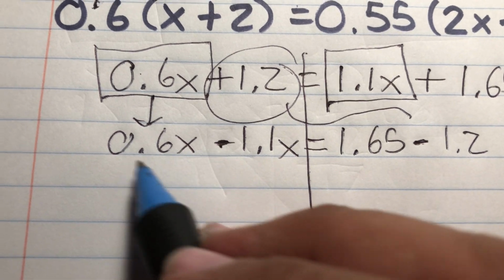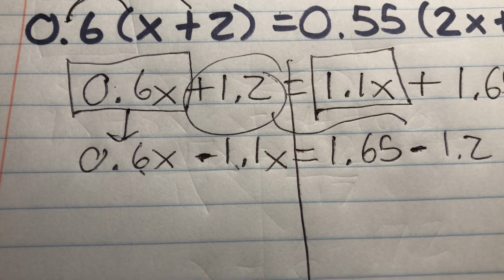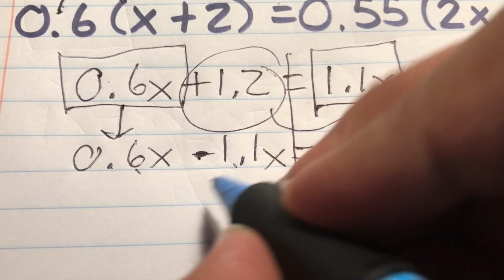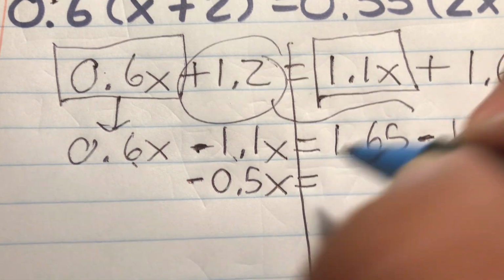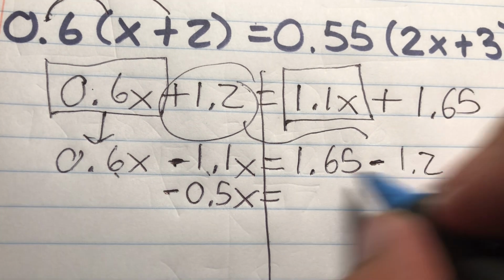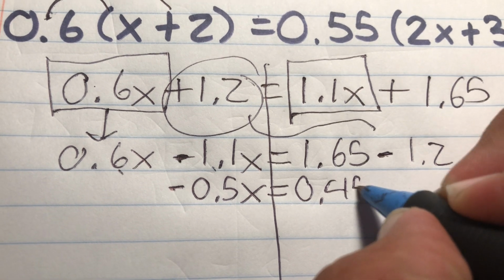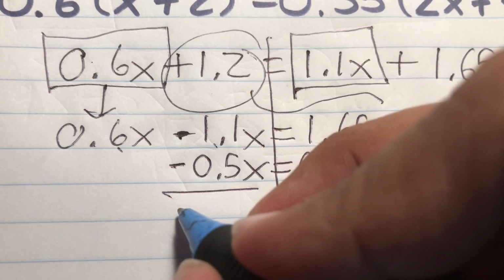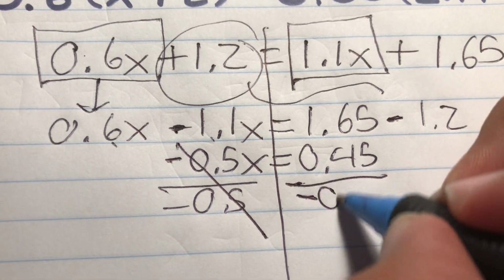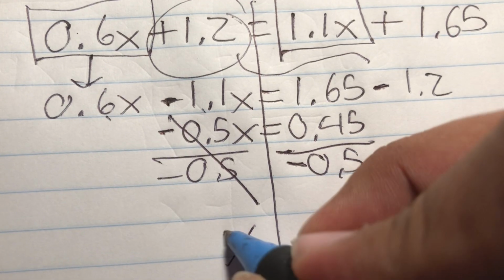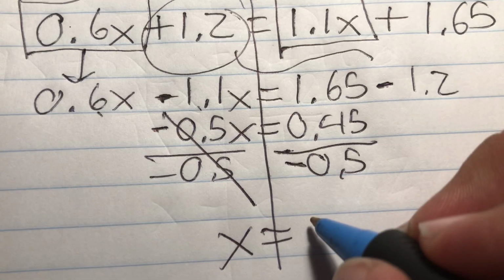So when you subtract this from that one, you're combining this with negative 1.1, so it's going to subtract, and you're going to get negative 0.5x equals, this one you're going to subtract, and you're going to get 0.45. So you're going to divide by negative 0.5, and x equals, I think that's 9.